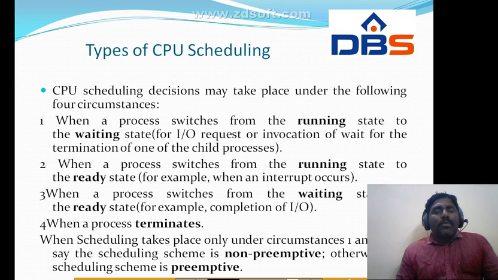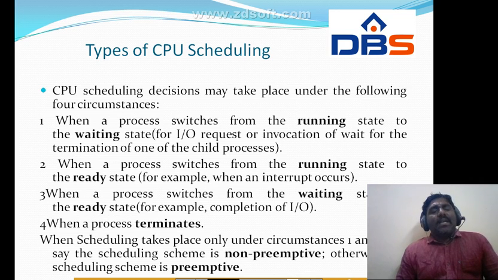Next, the third one is when a process switches from the waiting state to the ready state. When will it happen? Generally, if a process executing in the running state needs IO devices, definitely it will go to the waiting state. After receiving the IO device, it will again go to the ready state. Why? Because that process has not completed its execution. It came to the waiting state for accessing the IO device. After completion of the IO device access, it will move again to the ready state, and from the ready state to the running state for execution. So this is the third one, switching from the waiting state to the ready state.